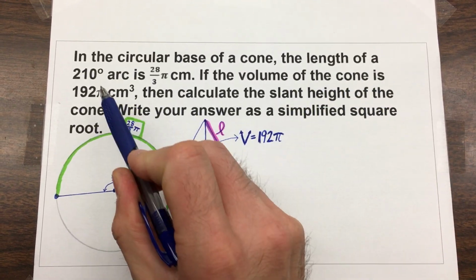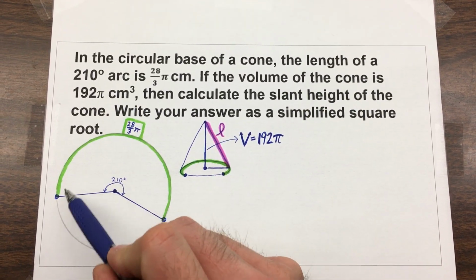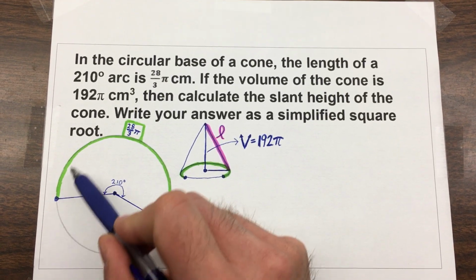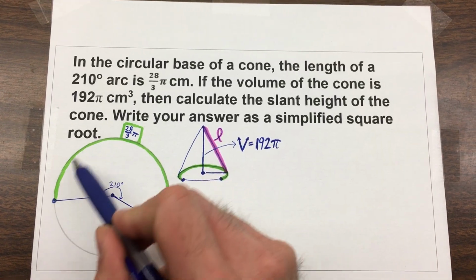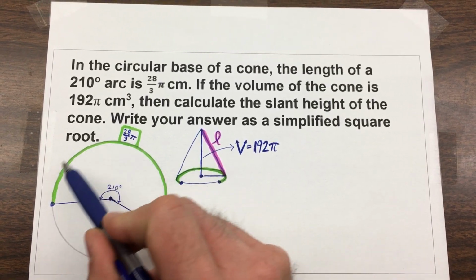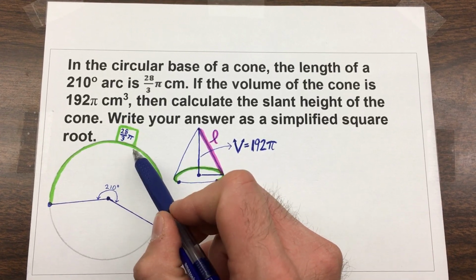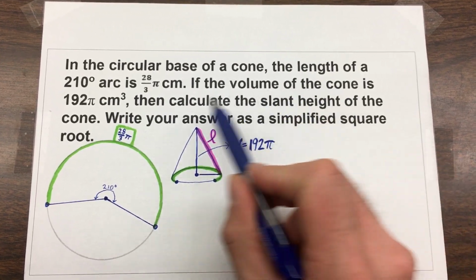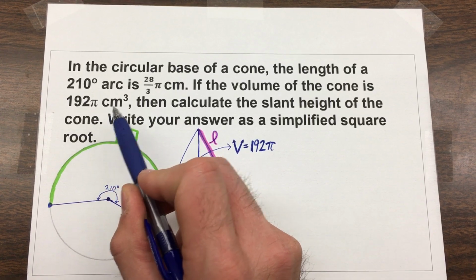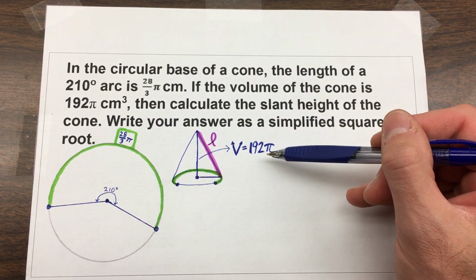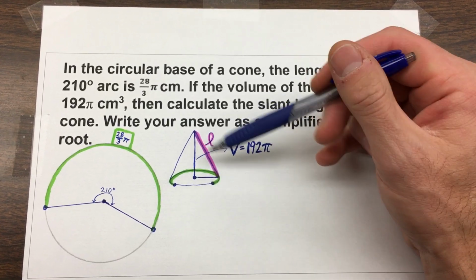The length of a 210 degree arc. So here's an arc. The central angle is 210 degrees, which means technically also this arc is 210 degrees, but the length of this arc is 28/3 pi. If the volume of the cone is 192 pi cubic centimeters, so we're saying the whole volume of this thing is 192 pi, then calculate the slant height of the cone.